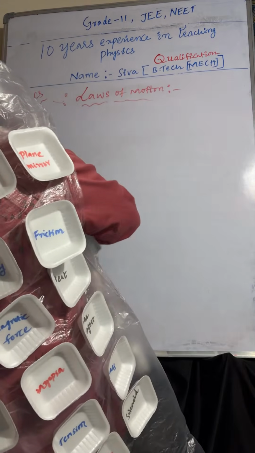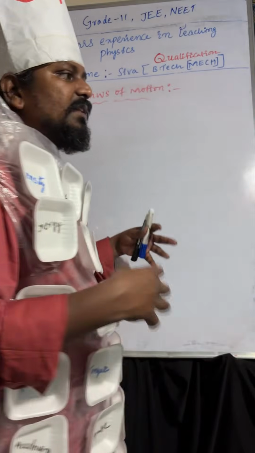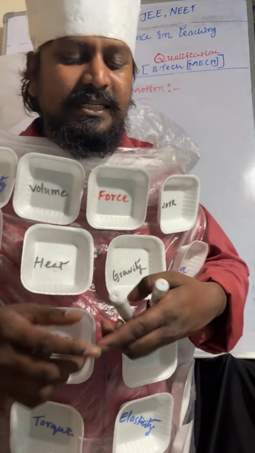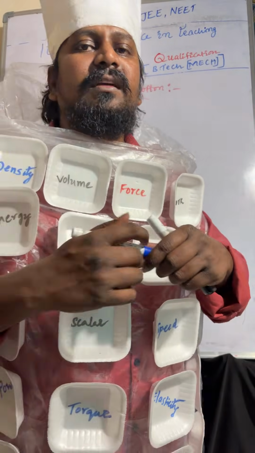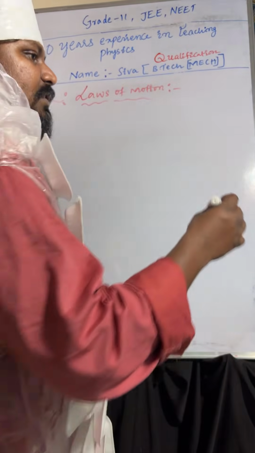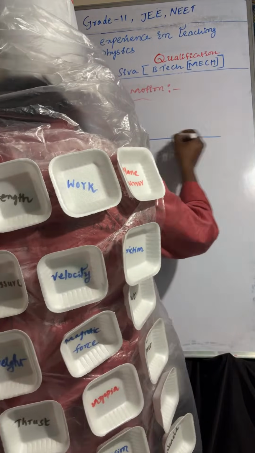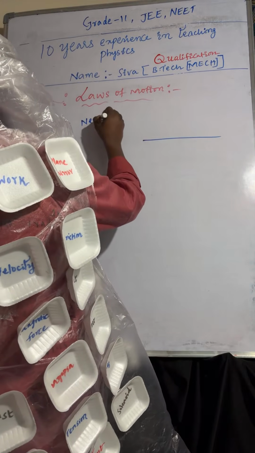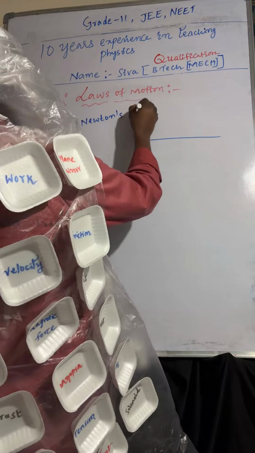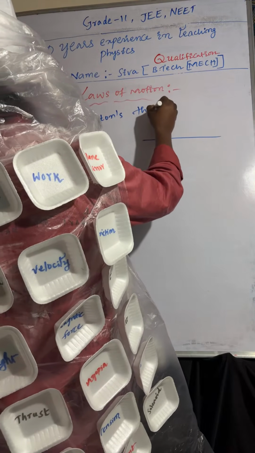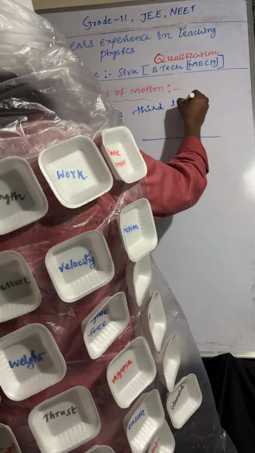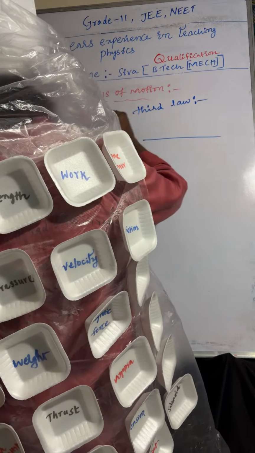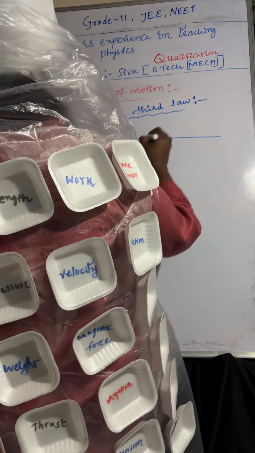So coming to Newton's third law: for every action there is an equal and opposite reaction. Understood? For every action there is an equal and opposite reaction.